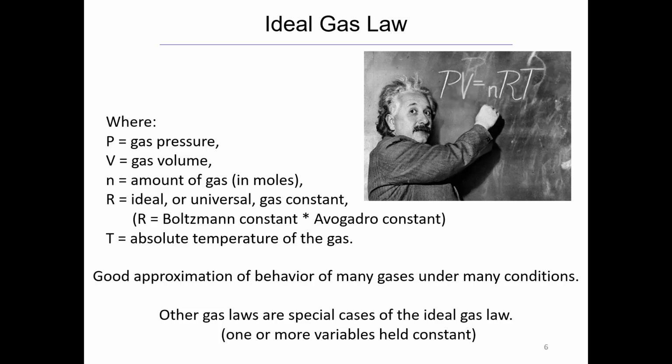Now we're going to talk about some useful gas laws you should be familiar with. The first one is the ideal gas law. Here we have that equation. Einstein wrote it on the board. PV equals nRT. P is the gas pressure, V is the gas volume, n is the amount of gas in moles, R is the ideal or universal gas constant.